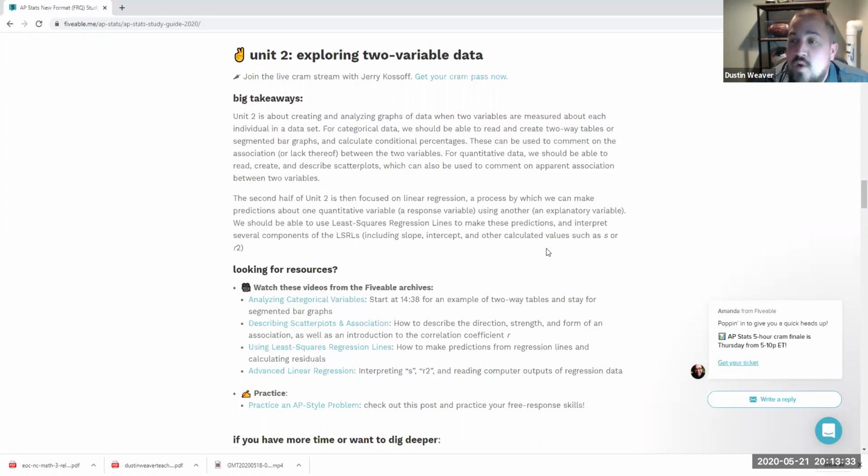And intercept, remember, the y-intercept is when X is 0. This is what Y is. And other calculated values such as S or R squared. Remember, R squared is the percent of data that is explained by the line, and then S as well. All right, so those are your big takeaways from Unit 2.